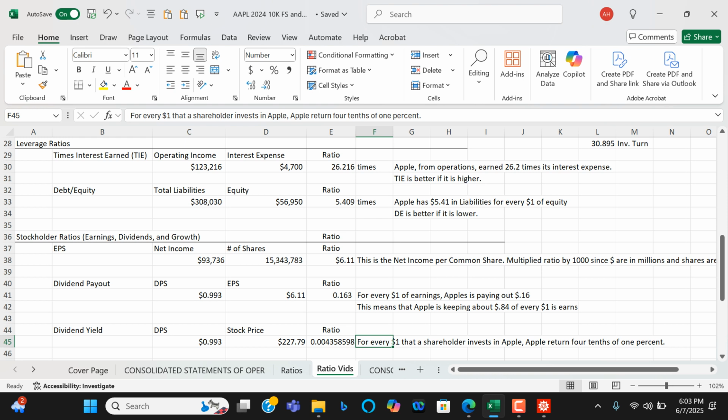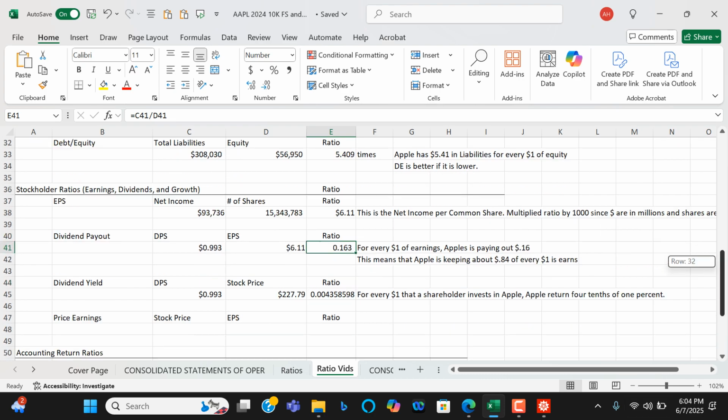What you can see happening here is that Apple's paying out 16 cents for every dollar it earns, which is not very much, but it's keeping 84 cents of every dollar it earns in order to grow the company. And since the stock price has grown so much, that has resulted in a cash return to investors of less than 1%. This is a growth company. You buy for the share appreciation. You do not buy the stock for the dividend. It's basically non-existent.